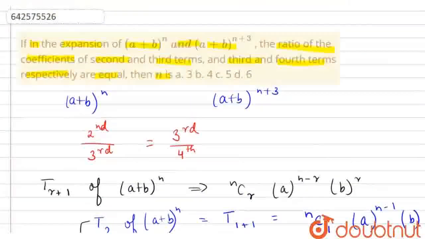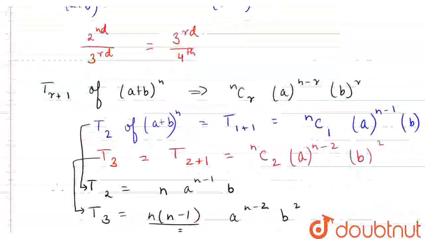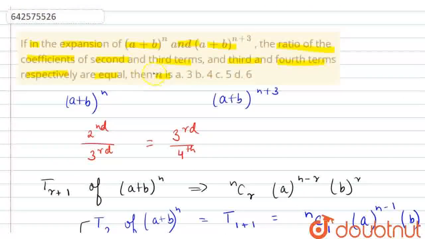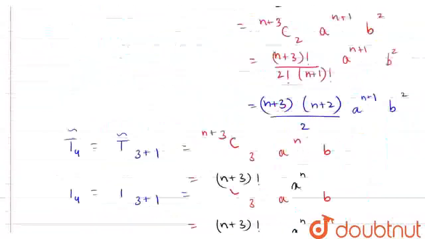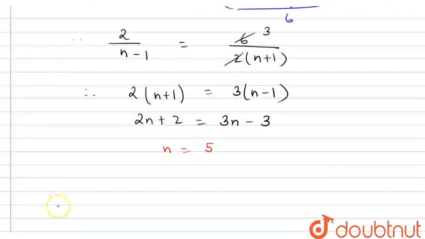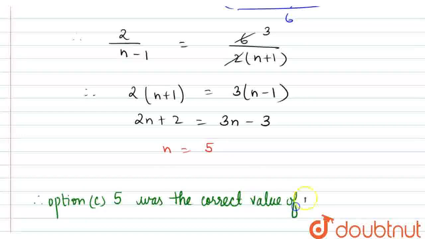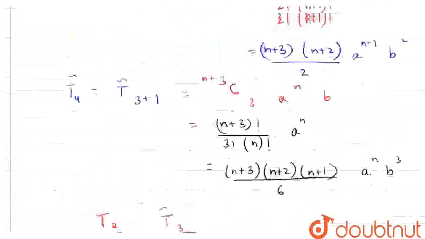So what is the final answer that we have to get for n? Why we took only the values of n and left a and b? Because we had to calculate only for the n value. So we got the n value as option C, 5. So we can write the correct answer here. Therefore option C, 5 was the correct value of n. I hope you understood this explanation.